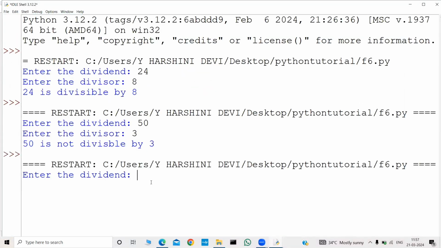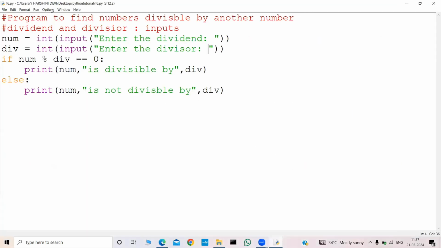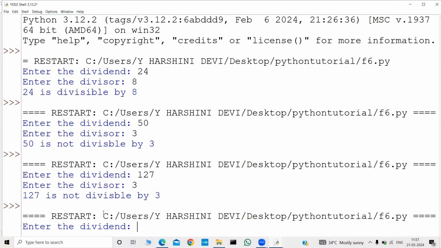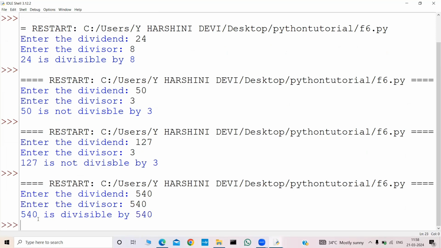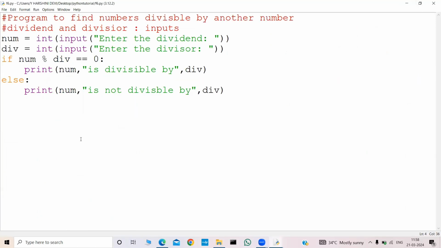Let me run this program again. This time, let's take a bigger number, 127, and I will divide this by 3. So 127 is not divisible by 3. Okay, let me run this program again. I will give 540 as the dividend and also 540 as my divisor. Of course, 540 is divisible by 540. So this is the program to find whether a number is divisible by some other number or not. I hope you like this video and thank you for watching.